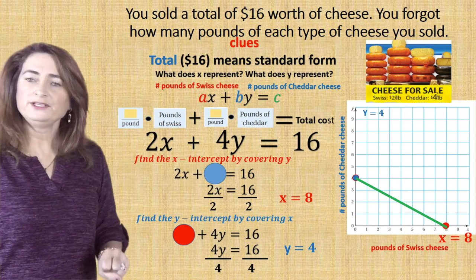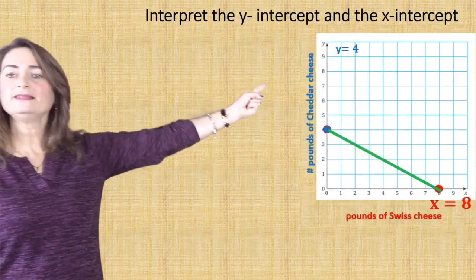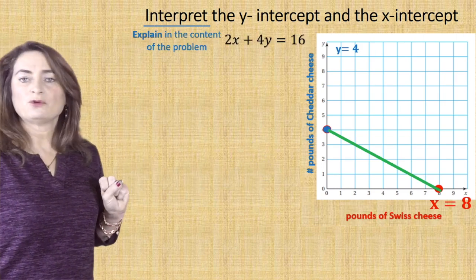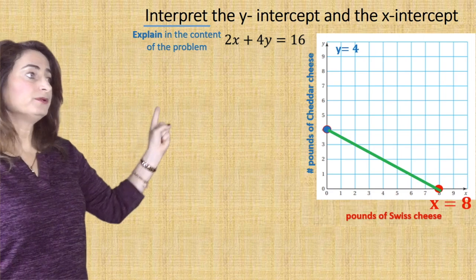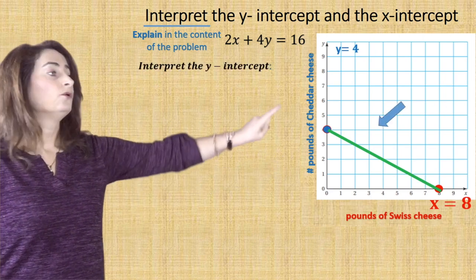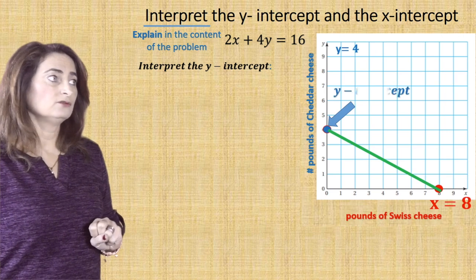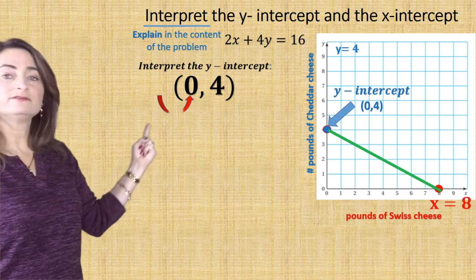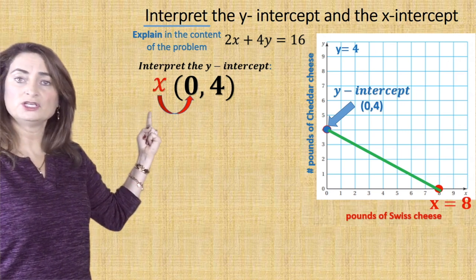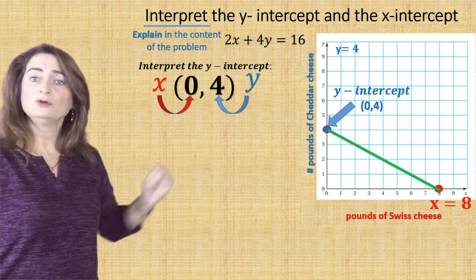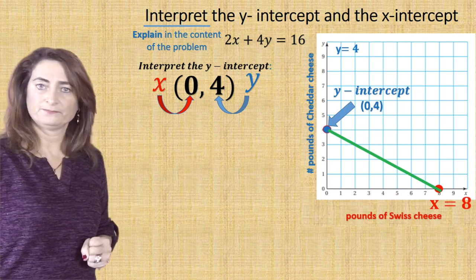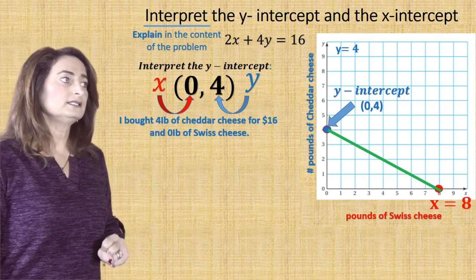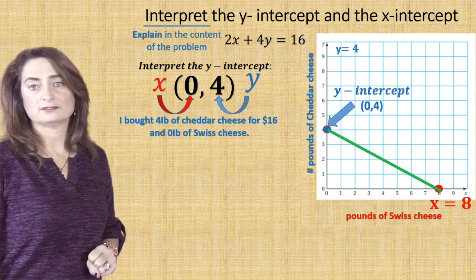Now that we graphed the equation, let's interpret the y-intercept and the x-intercept. So look at the graph of the equation 2x plus 4y equals 16. To interpret the y-intercept, look at the graph where the line crosses the y-axis, which is the y-intercept at coordinate 0, 4. So what is that 0, 4? 0 is the value of x, which is the number of pounds of Swiss cheese, and 4 is the value of y, which is the number of pounds of cheddar cheese. Which means I bought 4 pounds of cheddar cheese for $16 and 0 pounds of Swiss cheese.